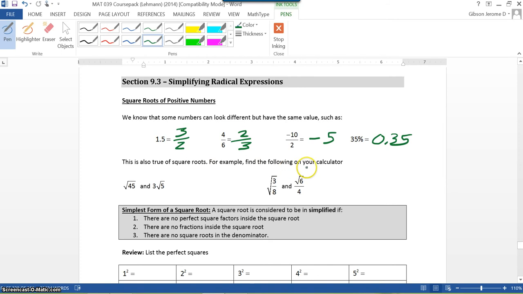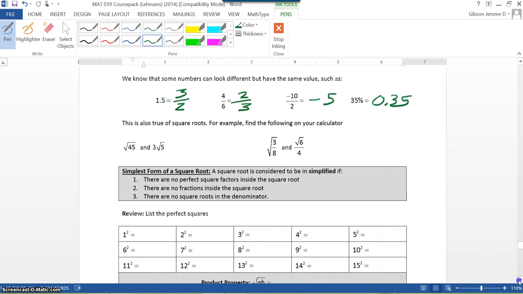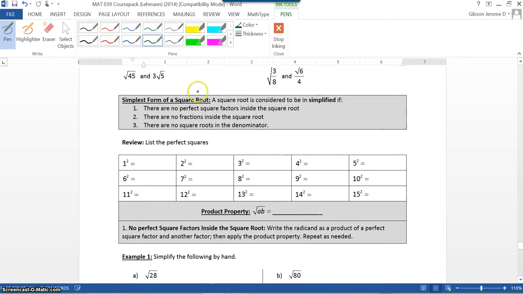For example, find the following on your calculator: the square root of 45 and 3 square root 5. If you look at your calculator, you will wind up with the same value here. So, let's take a look here. Okay, now we scroll down here. It says simplest form of a square root.